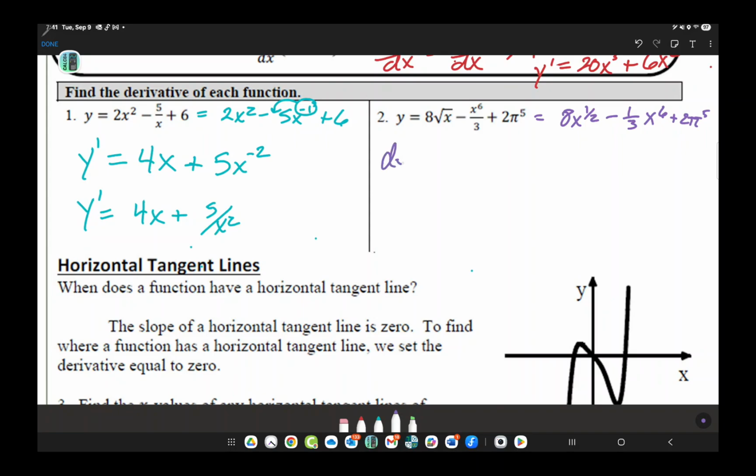So dy dx, bring down the 1/2. 8 times 1/2 is 4. Subtract 1, negative 1/2. Bring down the 6. 1/3 of 6 is 2. Subtract 1. And again, that's just a constant, so it goes away. And again, you could write that as 4 over square root of x minus 2x to the 5th.